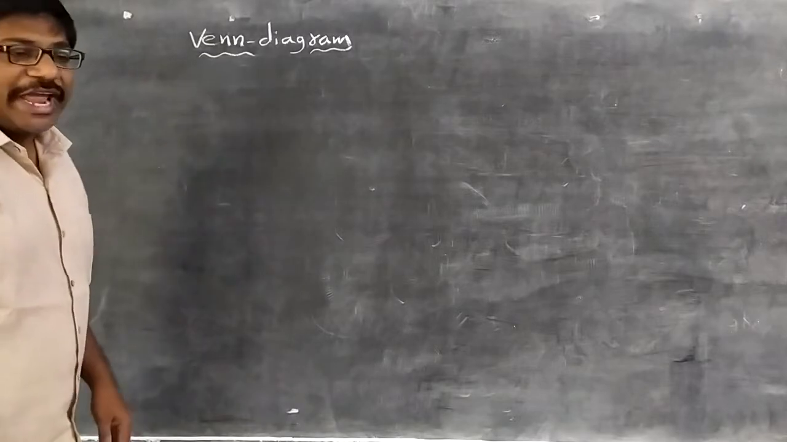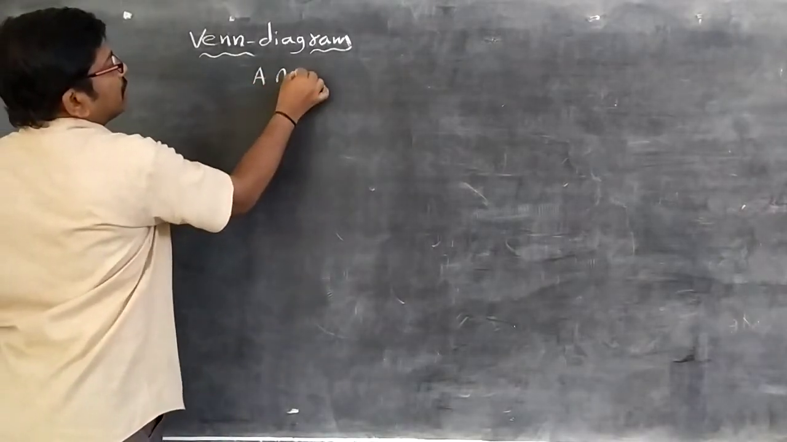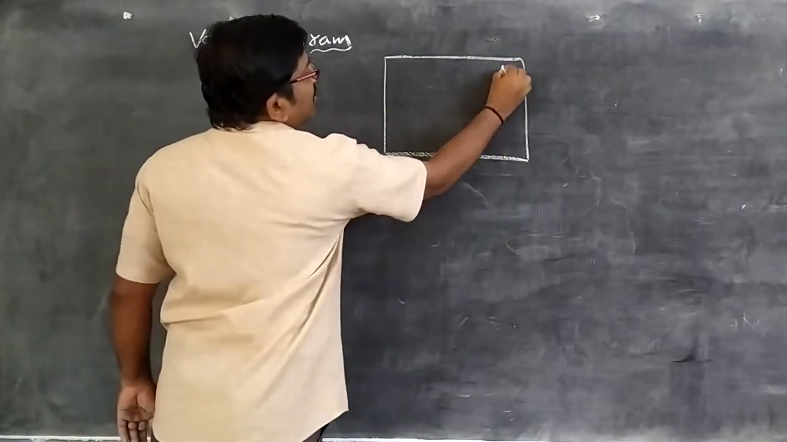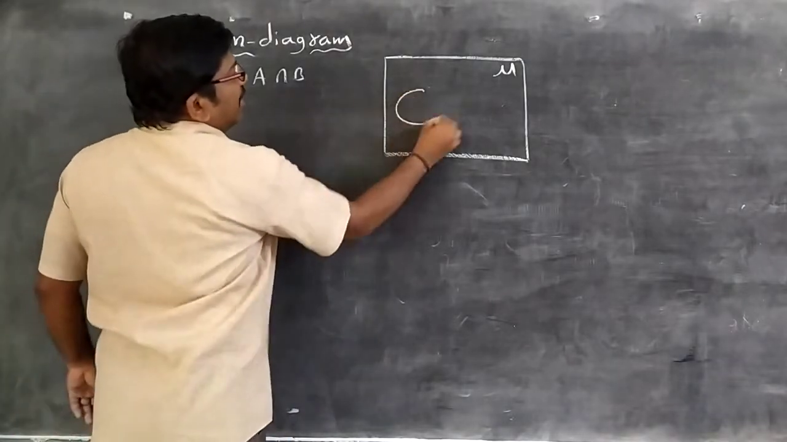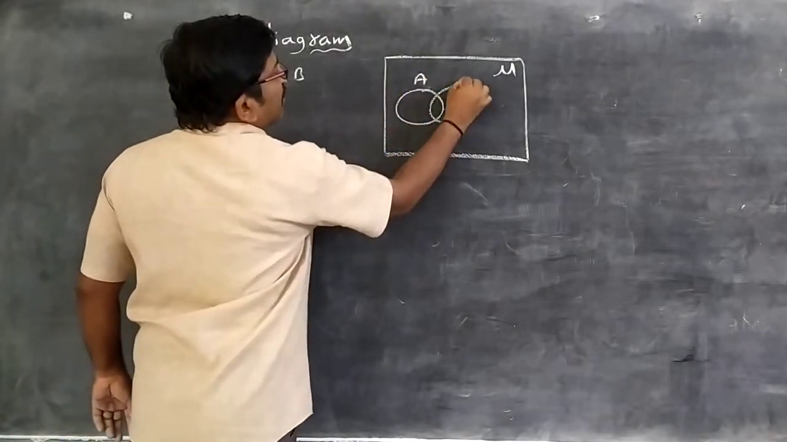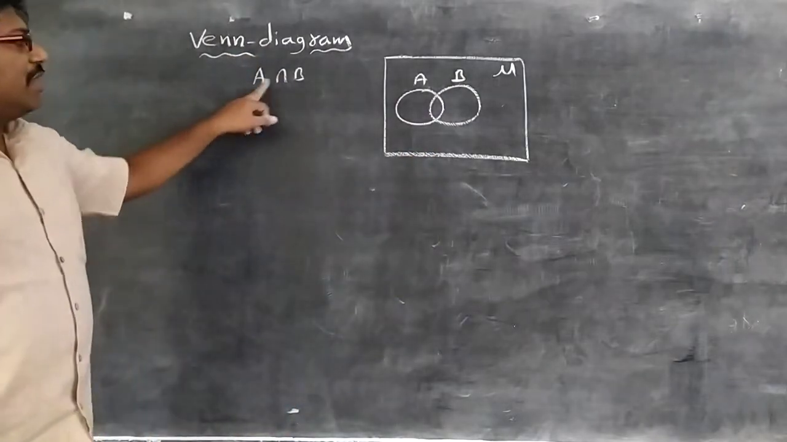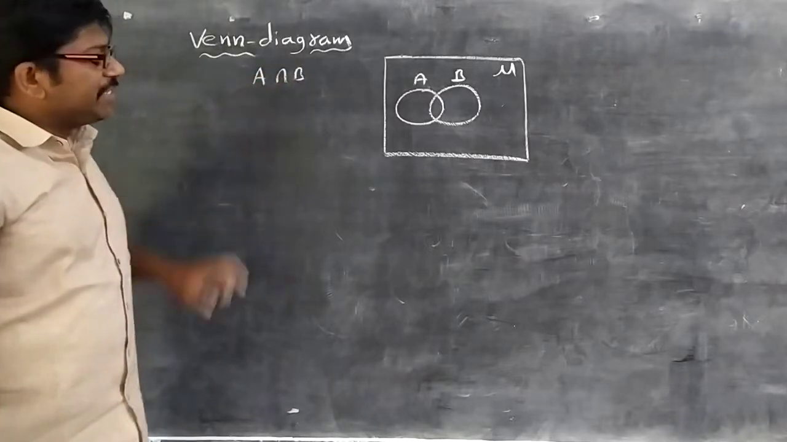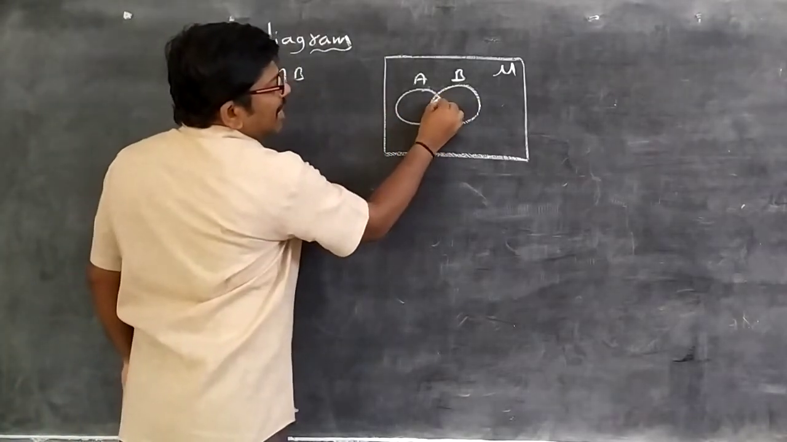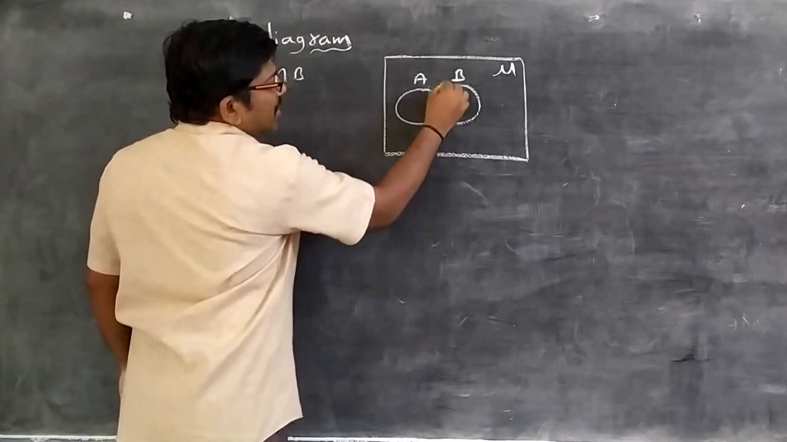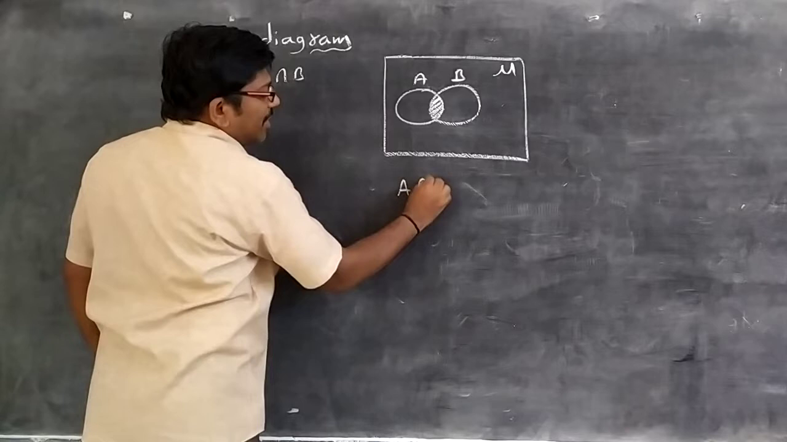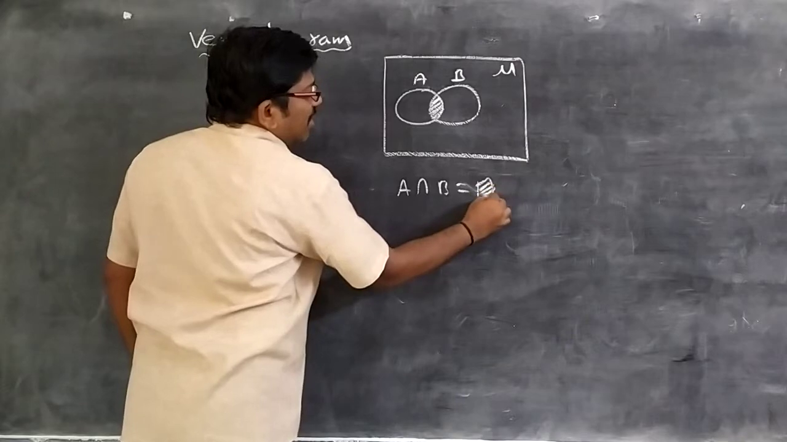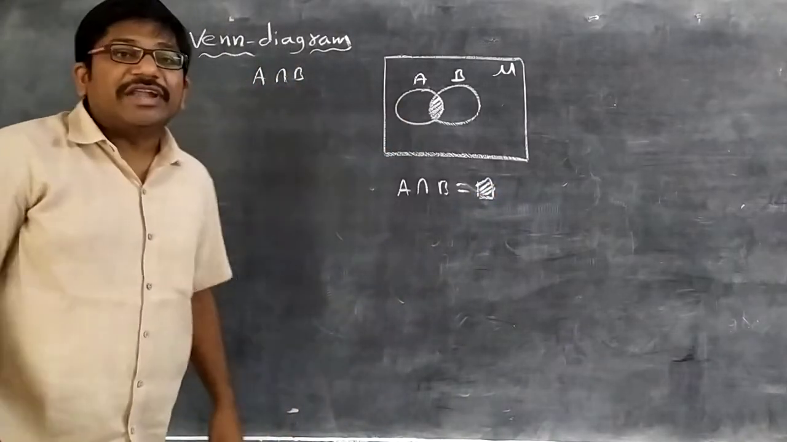Now the Venn diagram of A intersection B. First, draw a rectangle which represents the universal set, that is mu, and two sets, A and B. We know very well the intersection of two sets is the region common in both sets. What is the common region in both sets? This is the common region. So this shaded region represents A intersection B. This is the result of A intersection B in the Venn diagram.